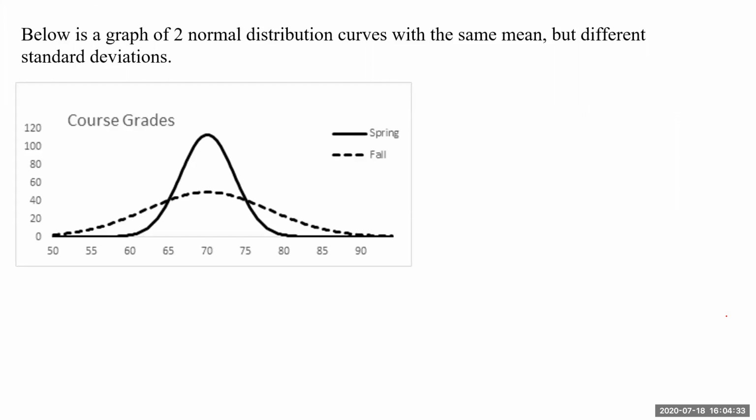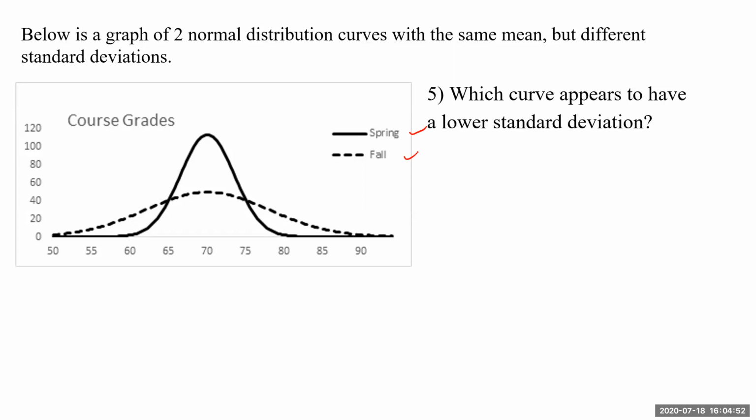All right, now below is a graph of normal distribution curves with the same mean, but different standard deviations. So we have this representing spring and that representing fall. Okay, and these are course grades. Now let's see which curve appears to have a lower standard deviation. Tell me about it. The larger the spread, the larger the standard deviation. The lower the spread, the lower the standard deviation. So which curve appears to have a lower standard deviation?